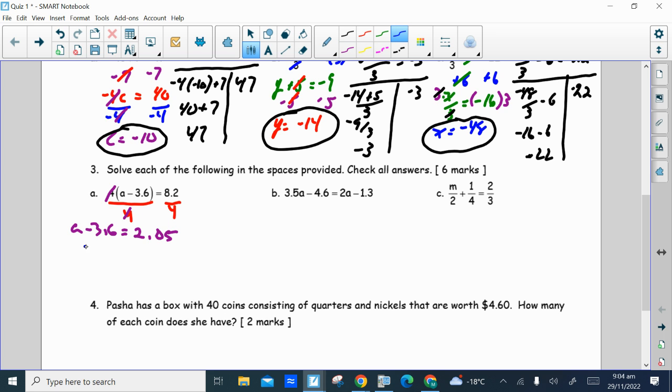And then we would add the 3.6 to both sides. So on the left, negative 3.6 plus 3.6 cancel. You have a by itself. And on the right, you'll get 5.65. That should be our answer. That's what we'll have to put in our check.